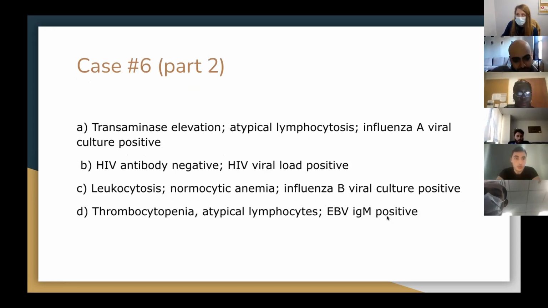So letter A, transaminase elevation, atypical lymphocytosis, influenza A viral culture positive. B, HIV antibody negative, HIV viral load positive. C, leukocytosis, normocytic anemia, influenza B viral culture positive. And D, thrombocytopenia, atypical lymphocytes, EBV IgM positive. And so let's vote on that.